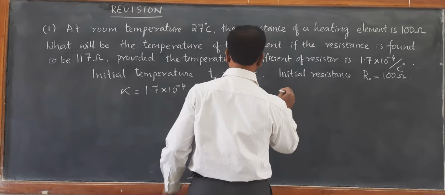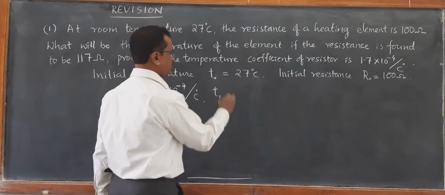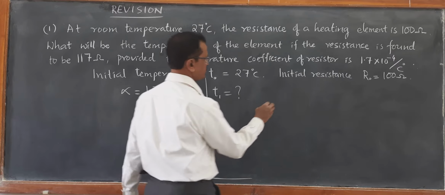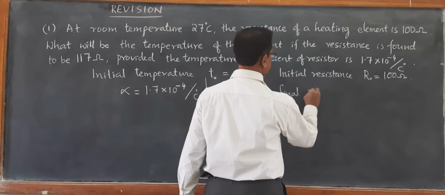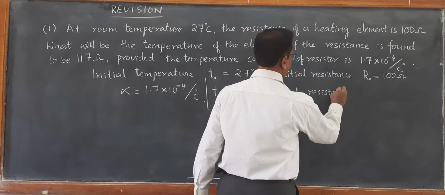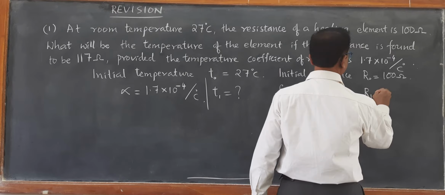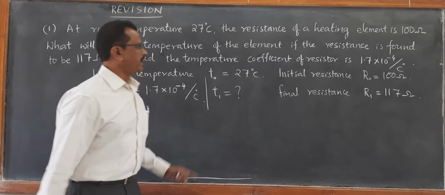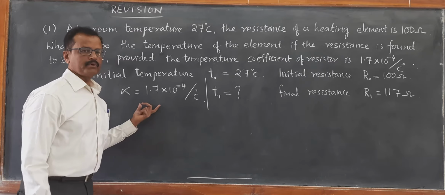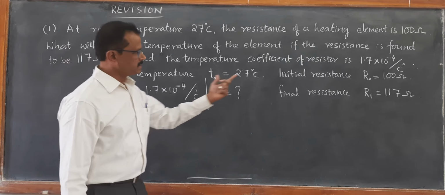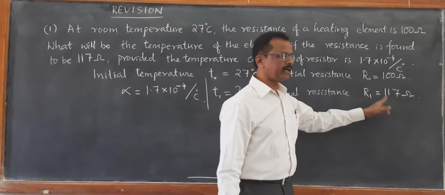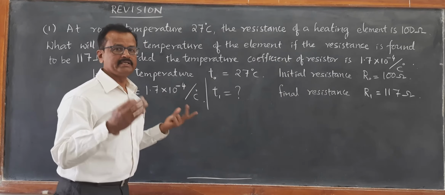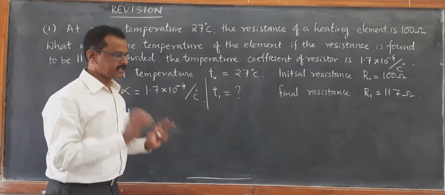What is the temperature? Let us take final temperature T1. What is final temperature T1, for which final resistance R1 becomes equal to 117 ohm. And since it is a metal, it has a positive temperature coefficient. The resistance is increased from 100 to 117 ohm. So definitely you have to think that the temperature should also increase. This is common logic, common sense.